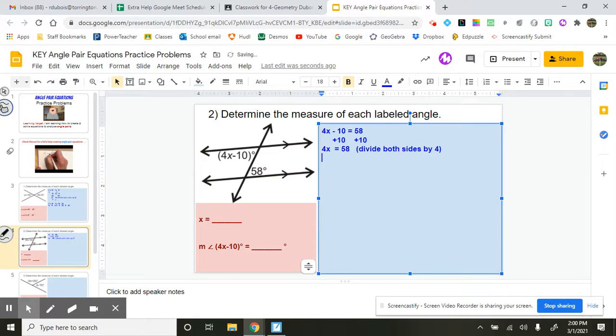So now 4x divided by 4, well, any number divided by itself is 1. So 1x, that's why we did that. So the left side is just x. And then 58 divided by 4.